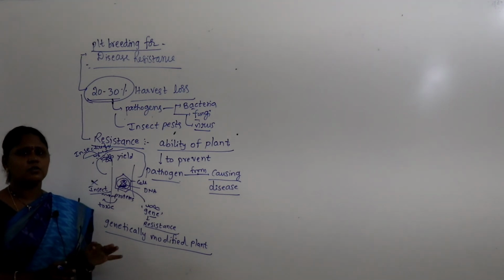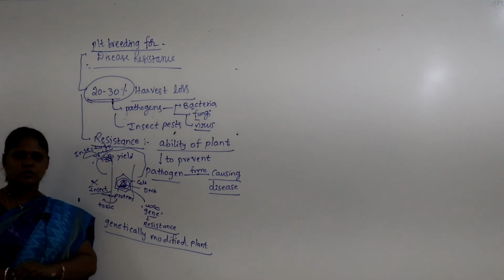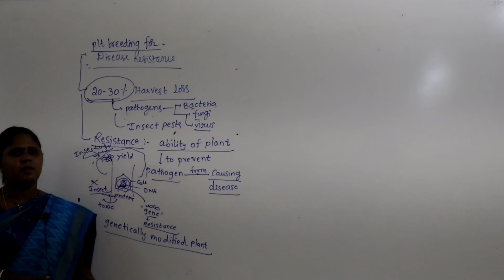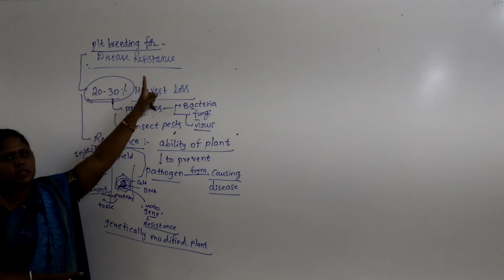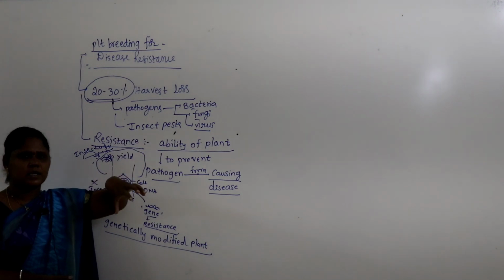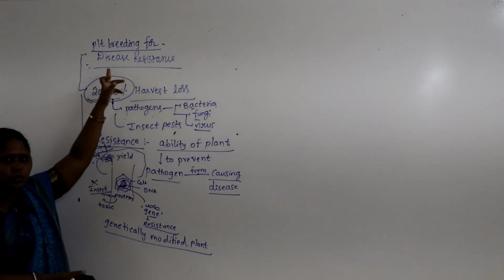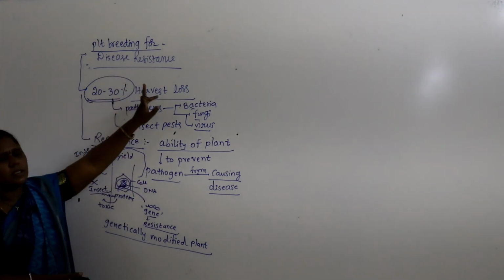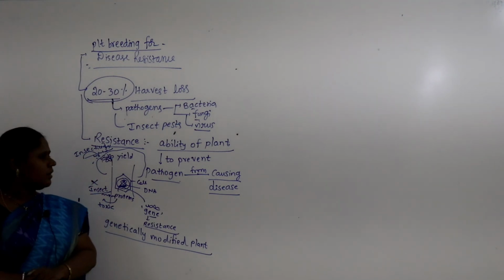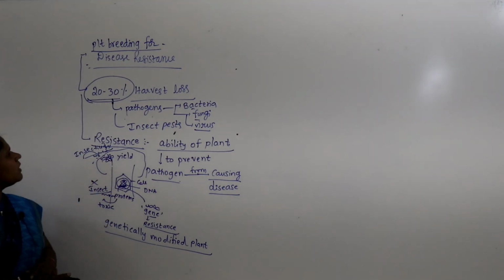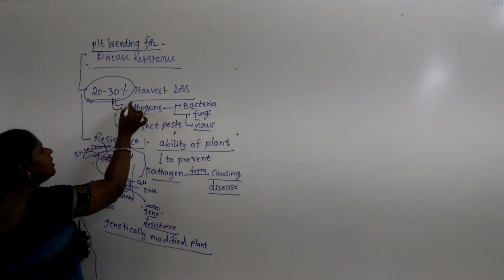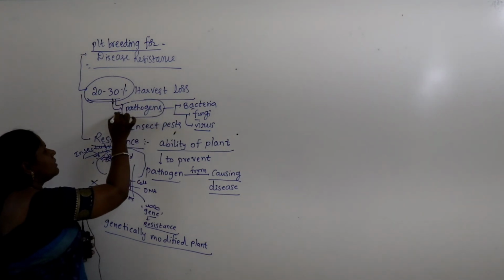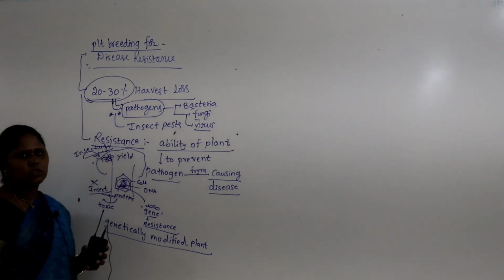Right guys, today scientists have wonderfully created most of the plant varieties which show disease resistance. Already some plant varieties are created which are showing disease resistance. We will discuss that. Before that, most commonly, in most cases 20 to 30% of the loss is mainly caused by pathogens.